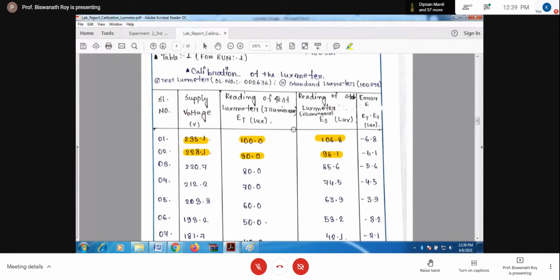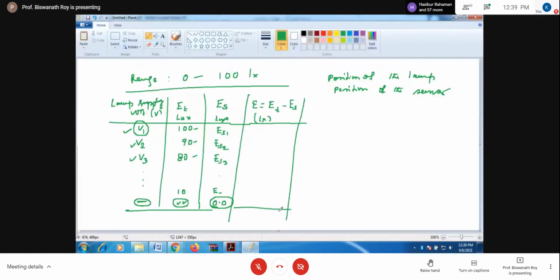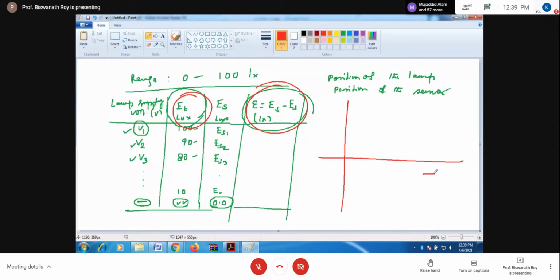So any question up to this? No, sir. Then what is the next procedure? The next procedure is that after having the calibration table, which gives the test lux meter reading and what the error is, this is actually our useful data, because now we need to plot the calibration chart.